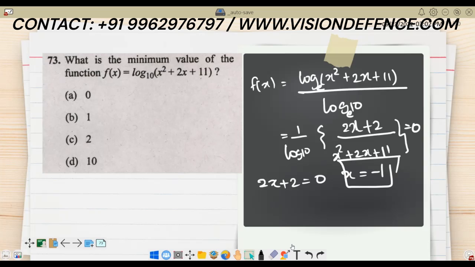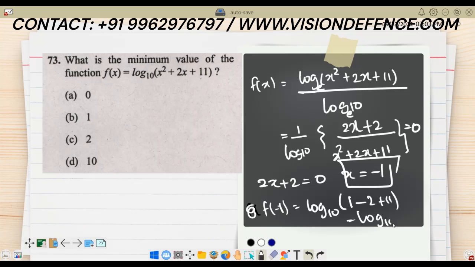So f of minus 1. So x equal to negative 1. So we apply f of negative 1. This is going to be log base 10 of negative 1 square minus 2 plus 11. So log base 10 of 10. So that's going to be just 1. Yes, 10 power 1 is 10, so the answer is 1. 73, answer is B.